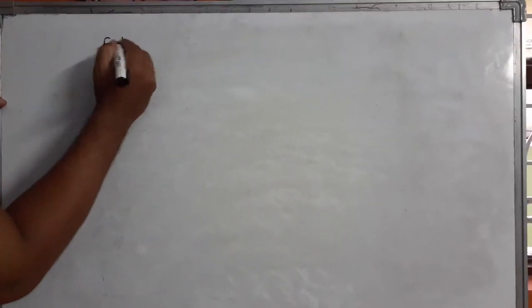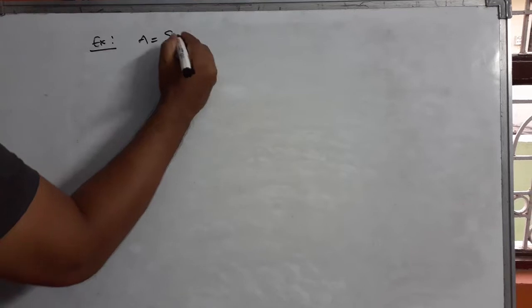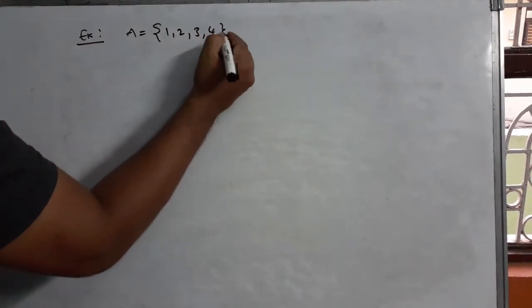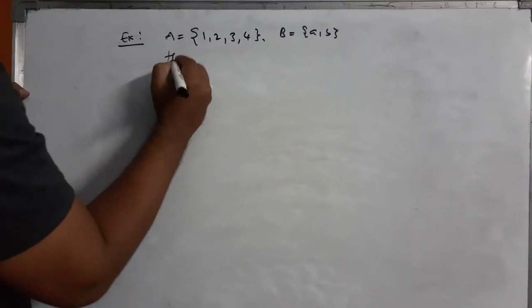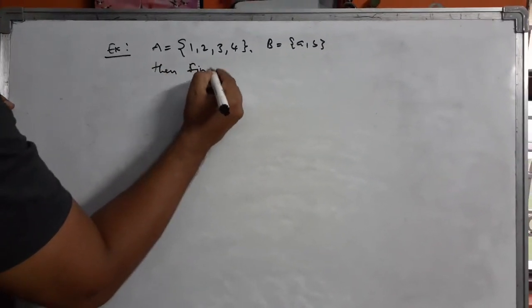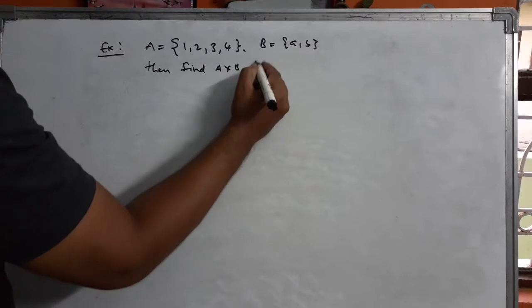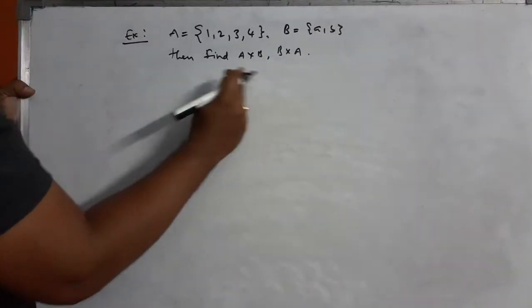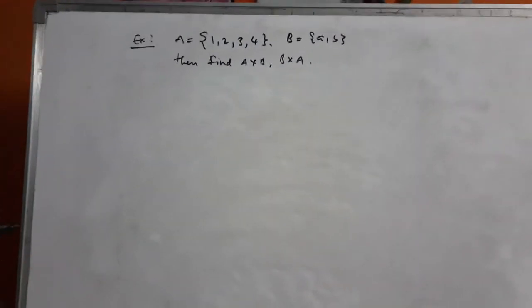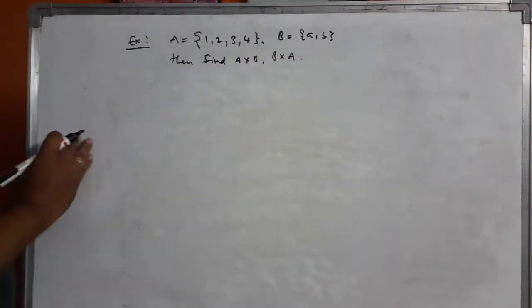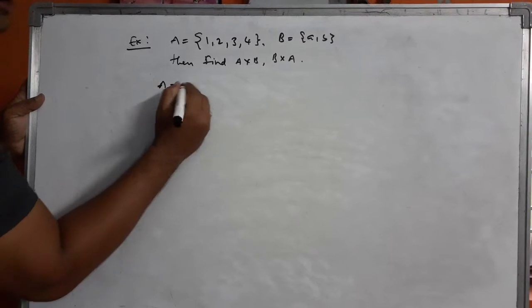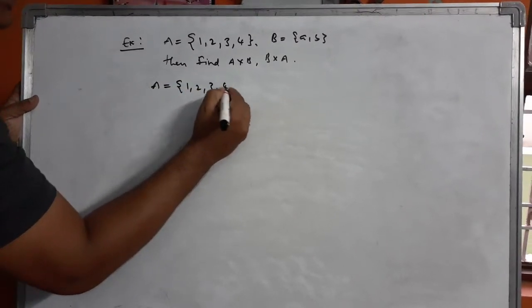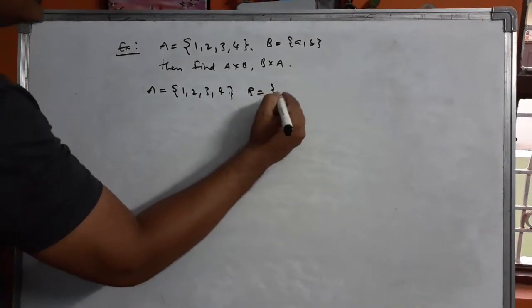So, for example, A is equal to {1, 2, 3, 4} and B is equal to {a, b}. Then find A cross B and B cross A, meaning the Cartesian product of A and B, and the Cartesian product of B and A. See here, A cross B, where A is given as 1, 2, 3, 4 and B is equal to a, b.